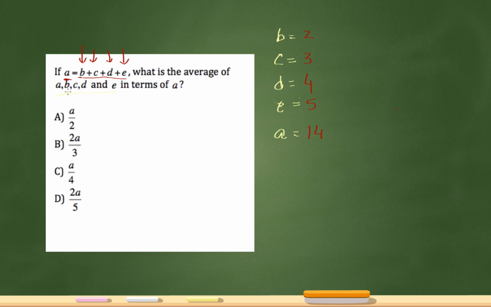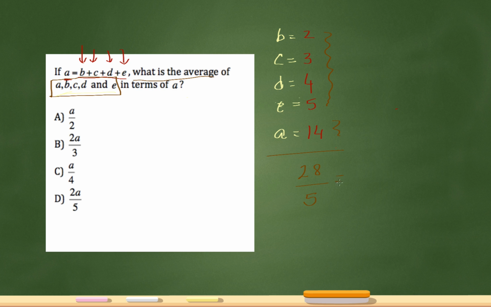Now the question is saying, what is the average of all of these? So I'm going to be figuring out the average of A, B, C, D, and E, because that's what it's telling me to do over here. So let's figure out the average here. 5 plus 4 plus 3 plus 2 was 14, right? So these all gave me 14. Plus 14 will be 28. And then I'm going to divide it by how many numbers there are. 1, 2, 3, 4, 5. So it'll be 28 divided by 5.